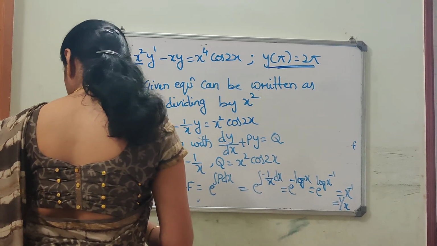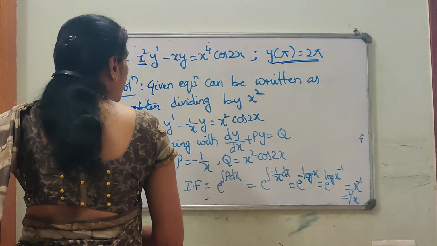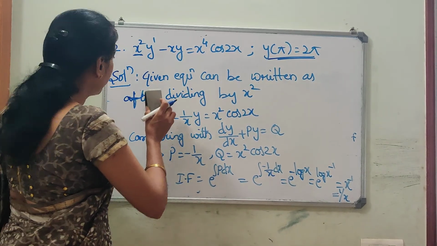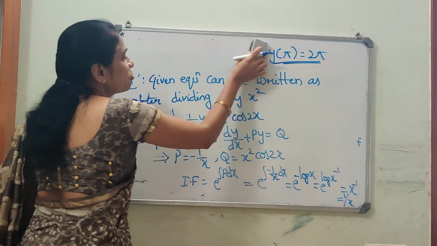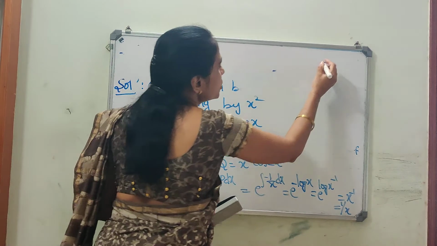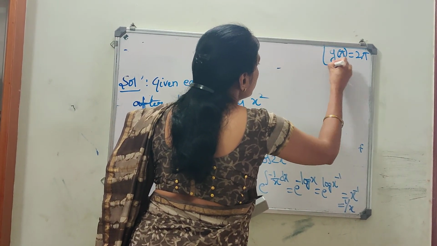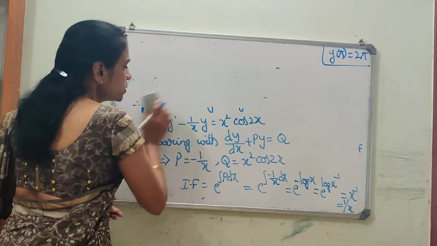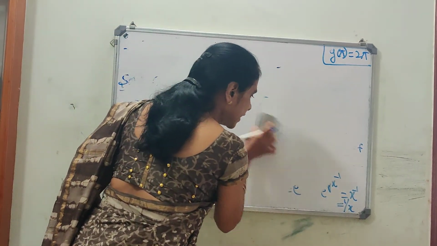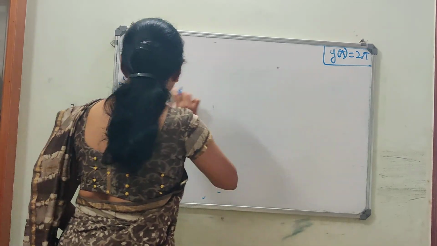Once you find the integrating factor, the next step is to write the complete solution. So that is step 3. Let me just write this condition here. What I need to use finally is y at pi is equal to 2 pi. So now we have the integrating factor ready. Therefore, how to write the solution?